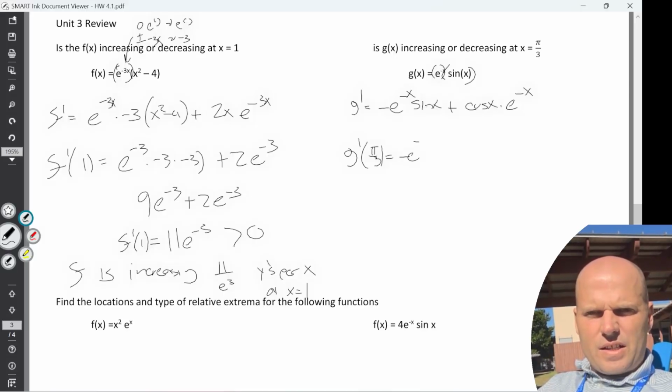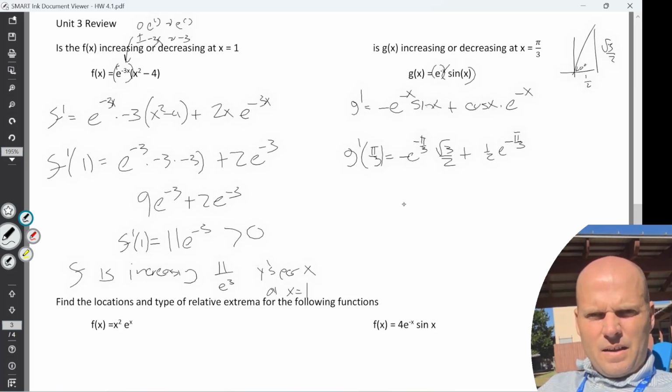I get negative e to the negative pi over 3 times the sine of pi over 3. Sine of pi over 3 is root 3 over 2. How do I know the sine of pi over 3? Pi over 3 is a 60-degree angle. So, boom. Cosine of pi over 3 is a half.